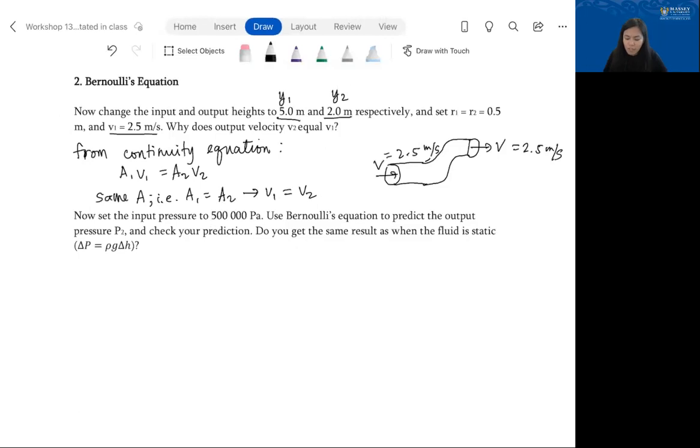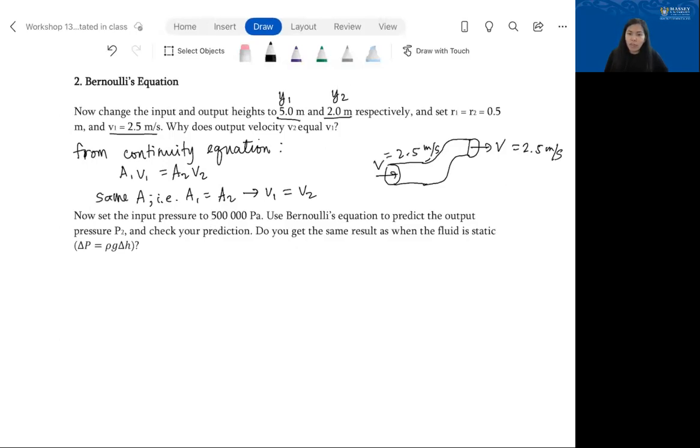Right? So for example, if A1 is 10 meters squared and A2 is also 10 meters squared, and say V1 is equal to 2.5 meters per second, so A1 V1 will be 25 meters cubed per second. The only way that A2 V2 is equal to 25 meters cubed per second is if V2 is also equal to 2.5 meters per second. Right?